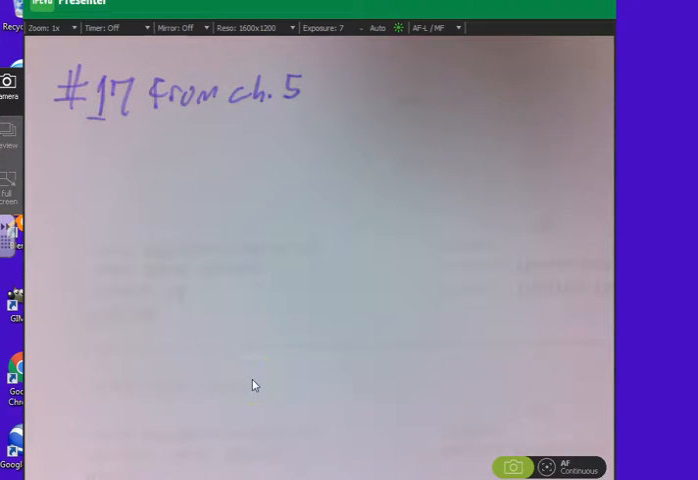All right, so if we're talking about number 17 from our chapter 5 test, we have this problem that talks about Charisse is making scones. Now, a scone is just like a type of muffin sort of thing. And she's making blueberry scones.